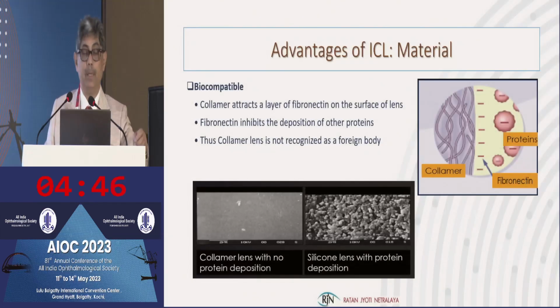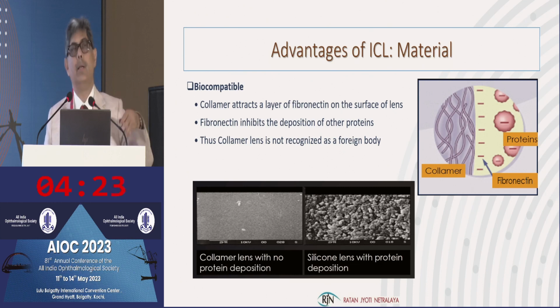This material is biocompatible, and it attracts a layer of fibronectin. As you can see, the dashes are there on the surface of the lens. Fibronectin inhibits the deposition of other proteins which are present in the aqueous humor. The polymer lens is not recognized as a foreign body. So even in the long run, 15, 20 years, you don't see any deposit or pigment dispersion or pigment on the surface of the lens, unless it is touching the iris.